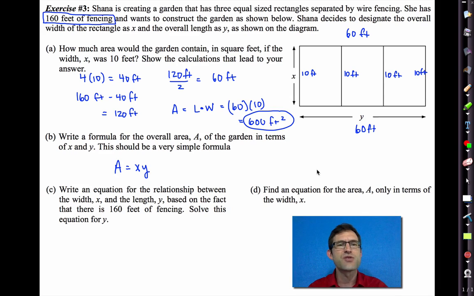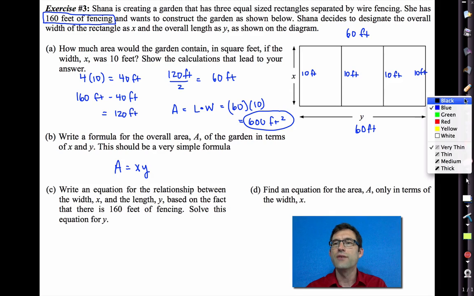In part C, it says write an equation for the relationship between the width x and the length y based on the fact that there's 160 feet of fencing. Solve this equation for y. All right? Pause the video now. See if you can do that. All right, well, here it is.